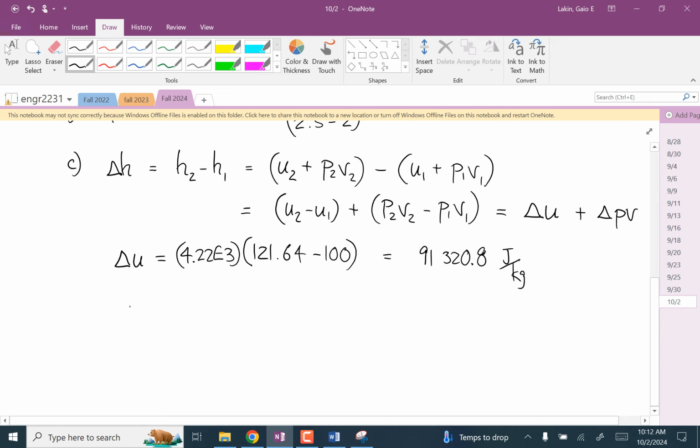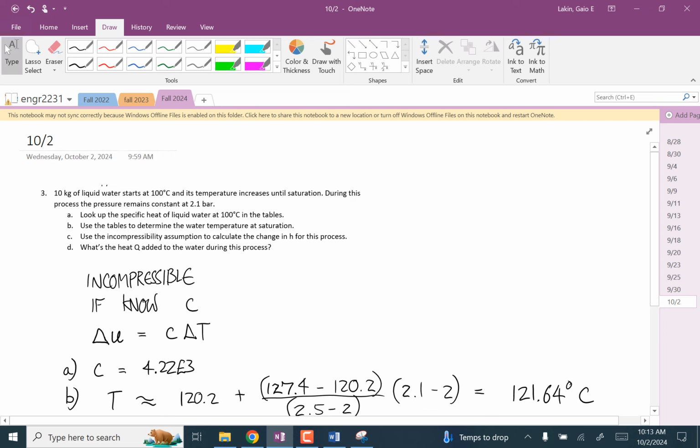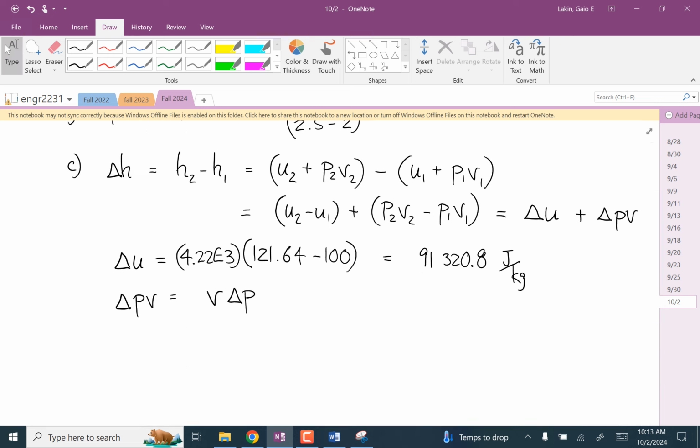And now for the change in PV, you can think of the definition of an incompressible material being that the specific volume doesn't change, or the density doesn't change. So you can rewrite this as the V that's constant for the whole thing times the change in pressure. And we have a constant pressure, so this is just going to be 0.